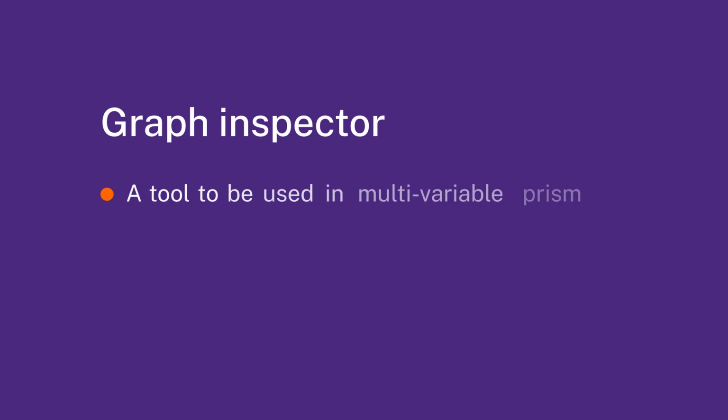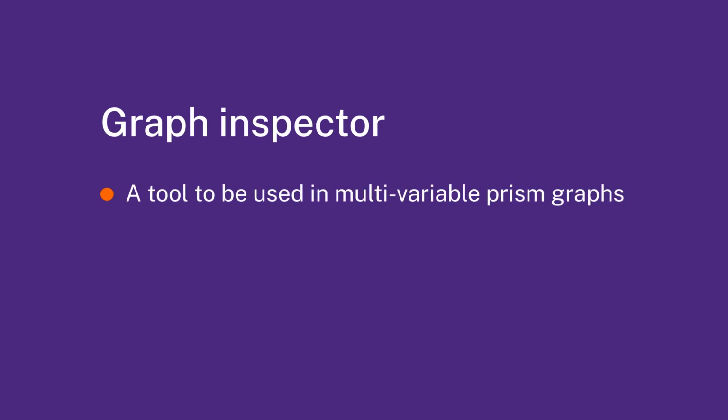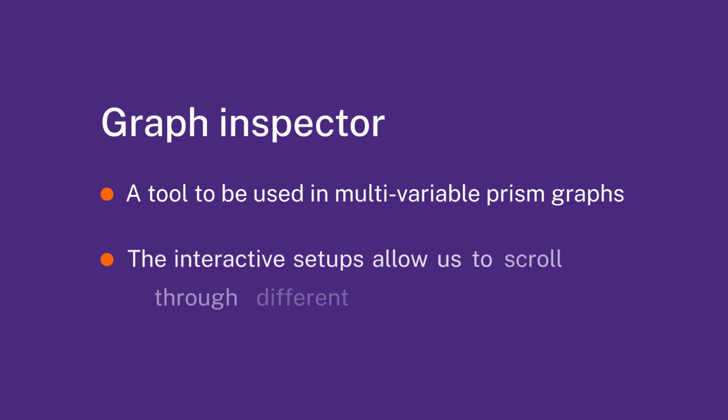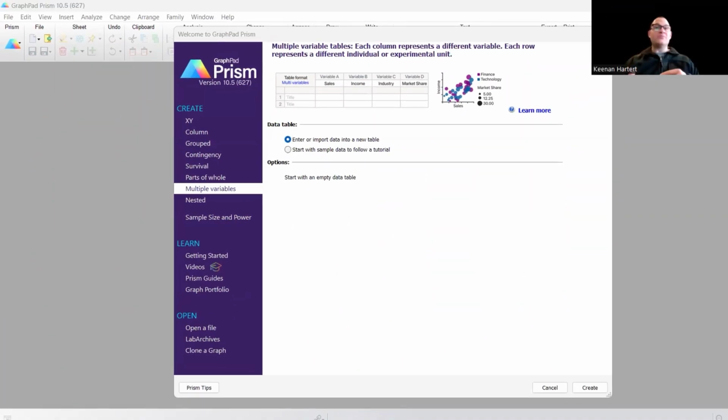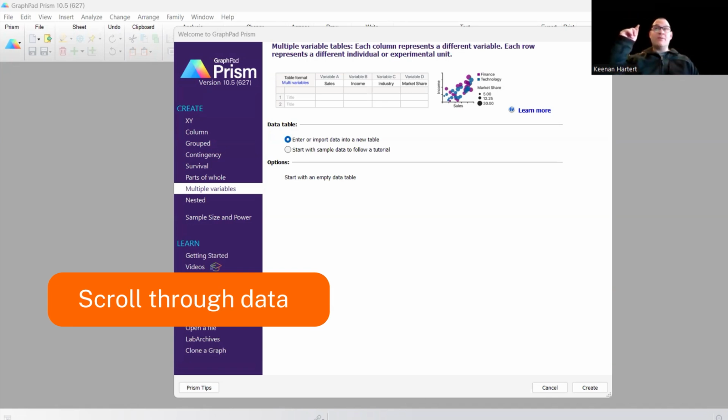So in today's video, we're going to look at Graph Inspector, mainly a tool that we're going to be able to use in multivariable Prism graphs, and see how the interactive setups allow us to scroll through different variables in multivariable. Because remember, we're going to load in a lot of our data, and this is going to allow us to scroll through some of that data and say, hey, what if this was the x-axis and that was the y? What if I change the y-axis to these data right here?